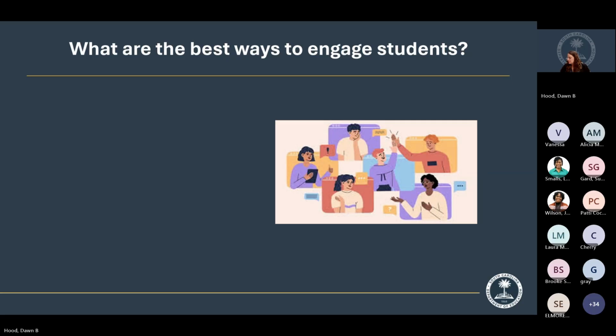Absolutely. Fun and relevant to their lives. Bring it to life. All right, let's think about classroom specific. What other things in the classroom will get them engaged?